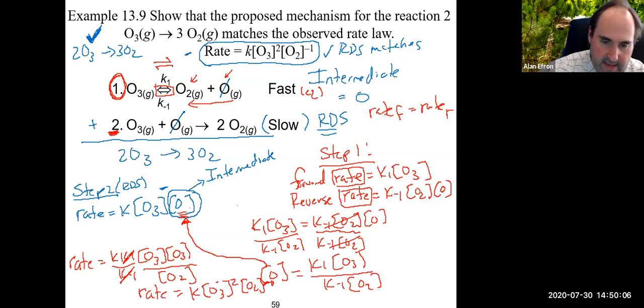And what we see now is when we compare our rate law that we found from the mechanism to our rate law that we found experimentally. Let me get rid of some of that there so we can actually see it.